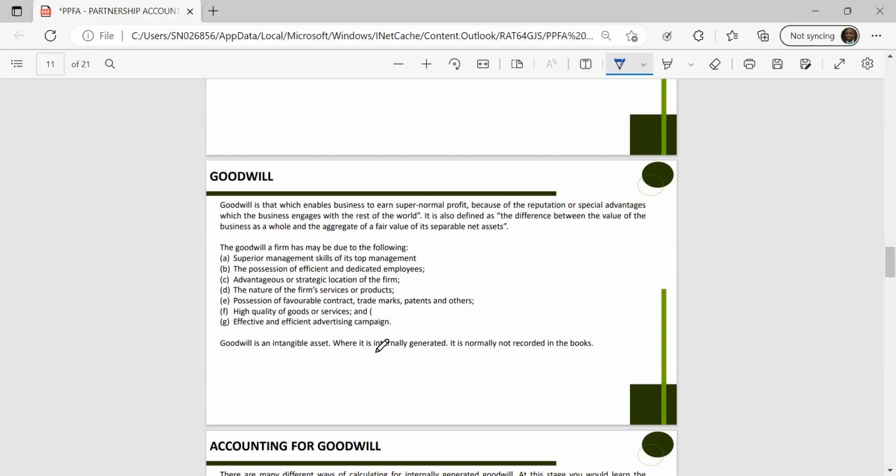It is what is making First Bank to earn what? Supernormal profits. And it is because of what? Reputation or special advantages which the business has with the rest of the world. Another firm that enjoys a lot of goodwill is Coca-Cola. Some people will tell you that they can't really taste the difference between Coca-Cola and Pepsi. But if you ask them which one they want to take, they'll tell you Coca-Cola.